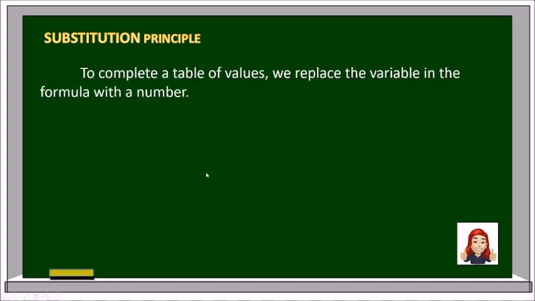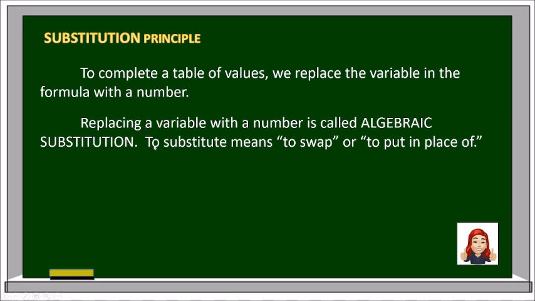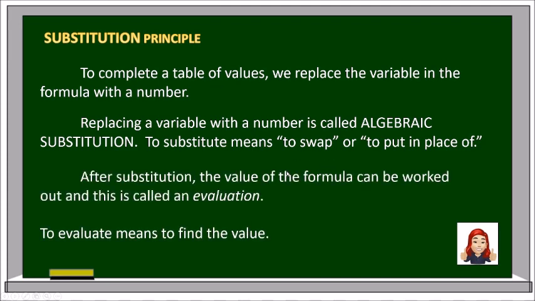Substitution principle. To complete a table of values, we replace the variable in the formula with a number. Replacing a variable with a number is called algebraic substitution. To substitute means to swap or to put in place of. After substitution, the value of the formula can be worked out, and this is called an evaluation. To evaluate means to find the value.